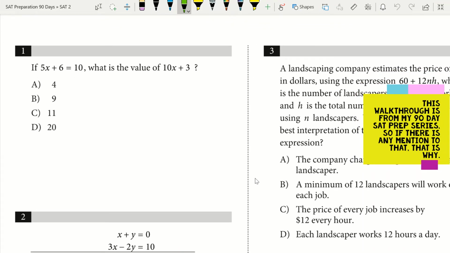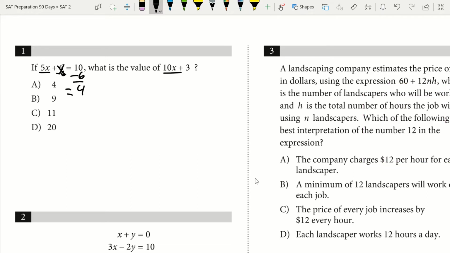If 5x plus 6 equals 10, what's the value of 10x plus 3? Okay, first thing that jumps out to me immediately, I've got 5x here, I've got 10x here. So I know if I go ahead and subtract 6 from each side, 10 minus 6 is 4, so 5x is 4, 10x is double that, which means 10x is 8, 8 plus 3 gives me 11, so my answer there is going to be C.